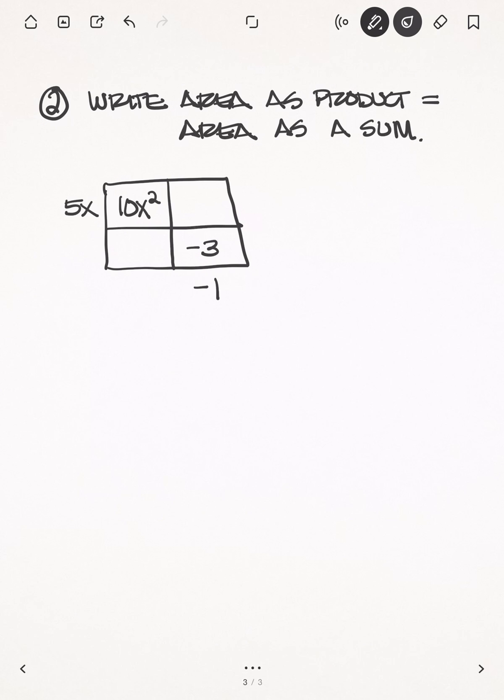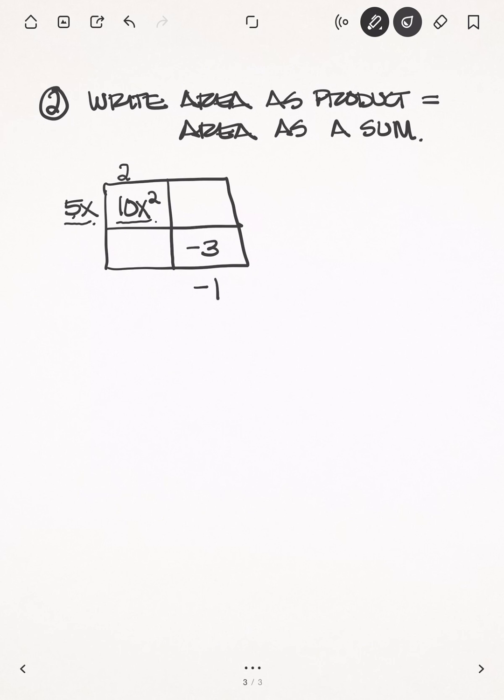We have to find all of the areas of the empty rectangles, and we have to find the missing dimensions. And once we find that, we can write our equation. We can write our area as a product equal to the area as a sum. So let's start right here and say I need to get 10x squared here, and I already know the 5x is here. What times 5x would give me 10x squared? Well, to change this 5 into 10, I would have to multiply by 2. So I'm going to write it right here. This is my length where 5x is, and my width is where 2 is.